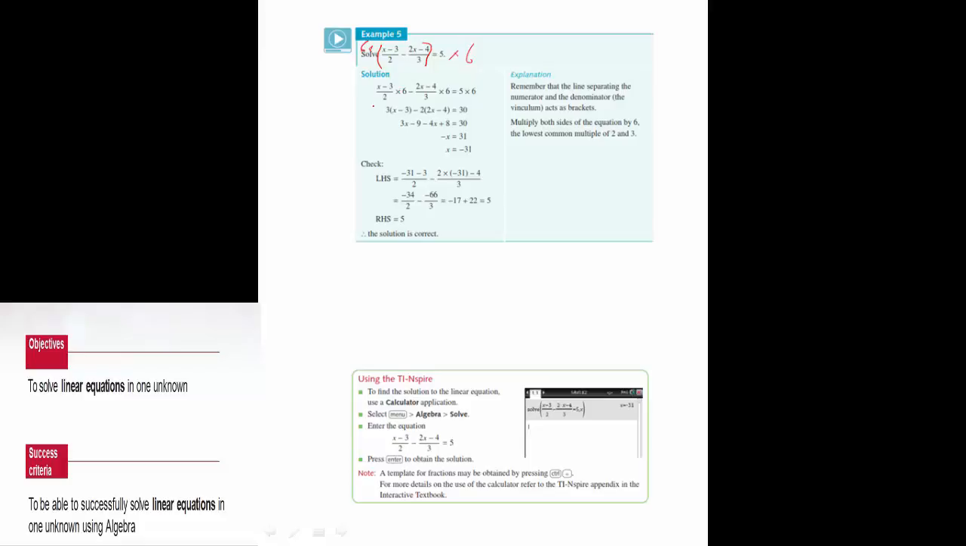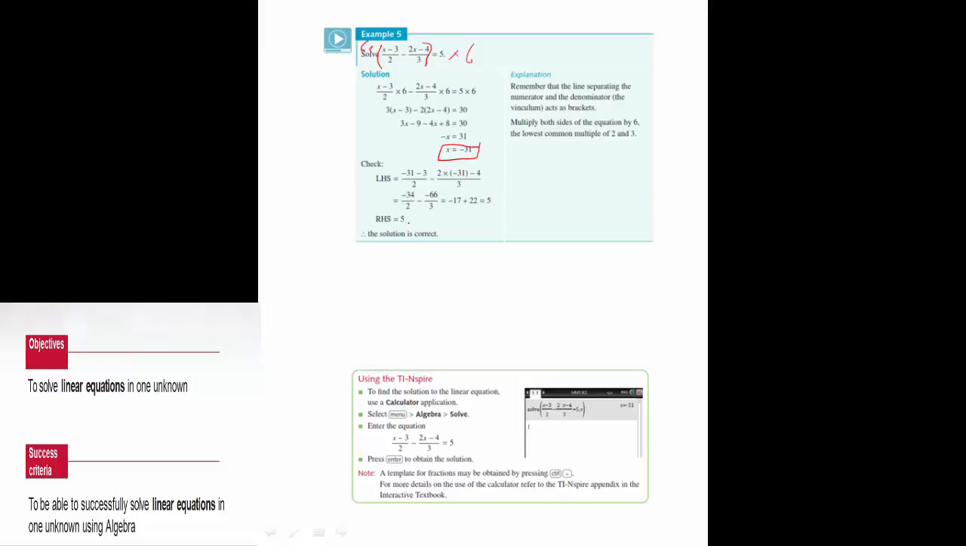Then 6 divided by 2 is 3, and 6 divided by 3 is 2, and 5 times 6 is 30, so you end up with something that doesn't have denominators anymore. You simplify and put the constant on one end and the x terms on the other end. You divide by what's left here, which is minus 1, so you divide both sides by minus 1, and you get x equals negative 31.